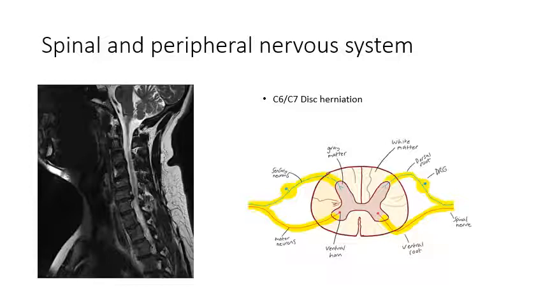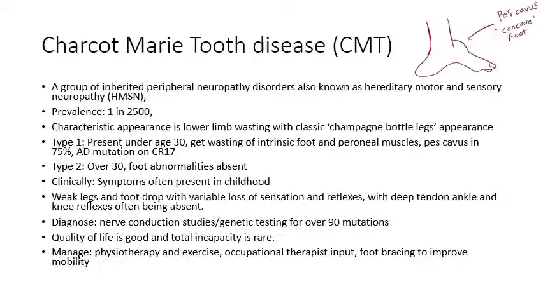And the diagram on the left hand side just demonstrates a C6, C7 disc herniation. As you can see here, the spinal cord is nice and uniform. You can see it running down in a nice tubular shape up until this point where it's slightly kinked, and you can see this is as a result of the intervertebral disc protruding and herniating into the spinal cord.